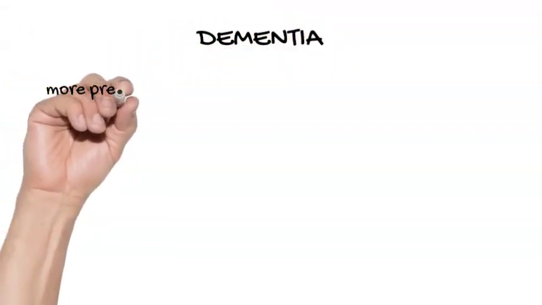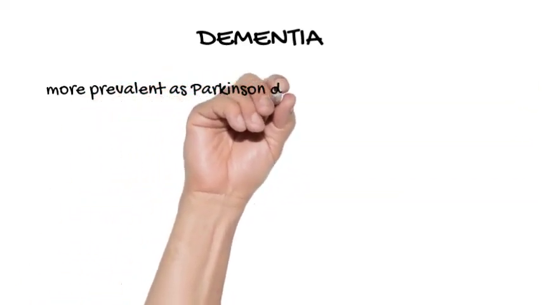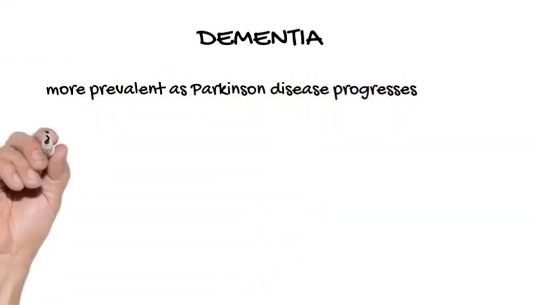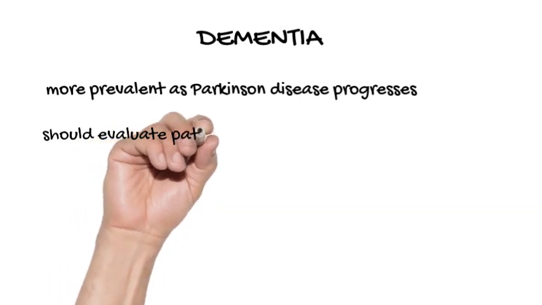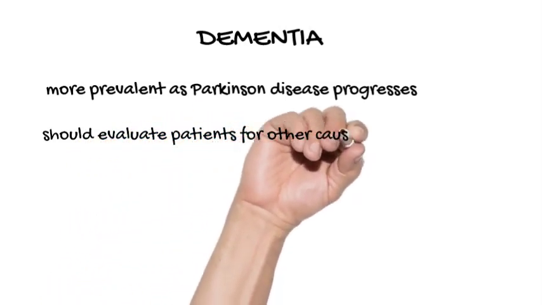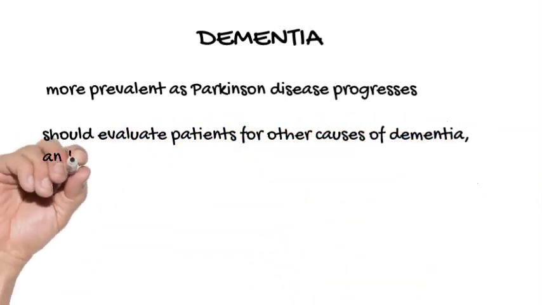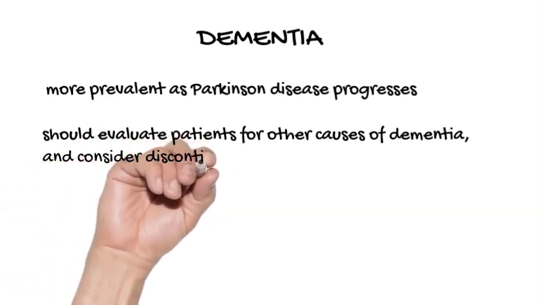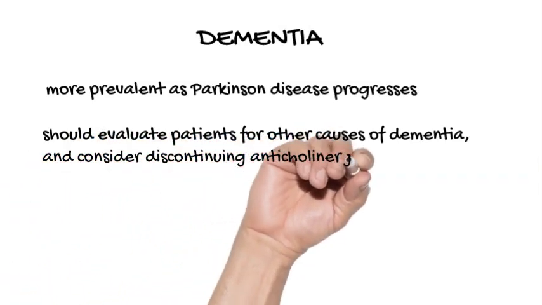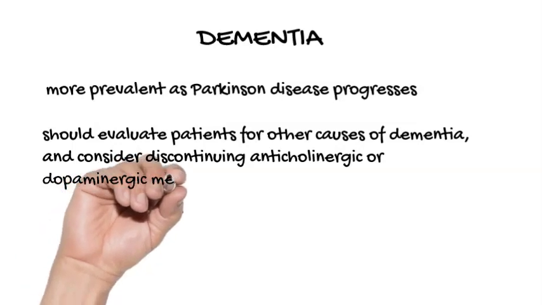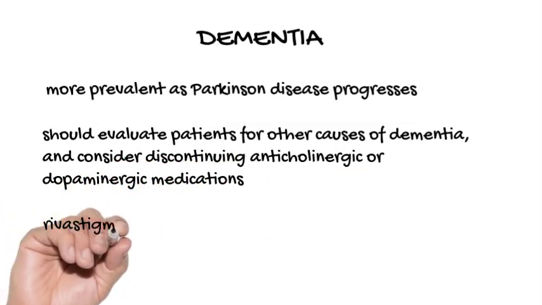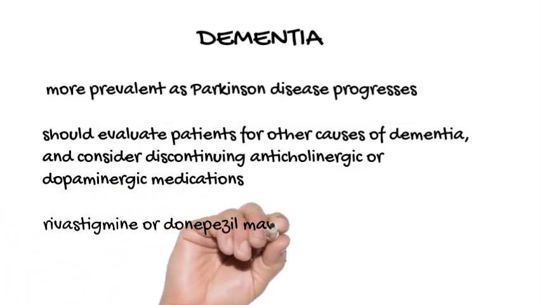Dementia. Dementia becomes more prevalent as Parkinson's disease progresses. Clinicians should evaluate patients for other causes of dementia, and consider discontinuing anticholinergic or dopaminergic medications that may contribute to cognitive impairment. Either rivastigmine or donepezil may be used for the treatment of dementia in patients with Parkinson's disease.